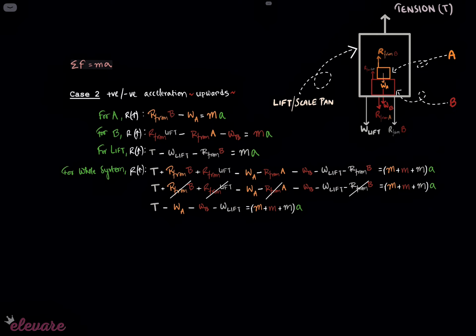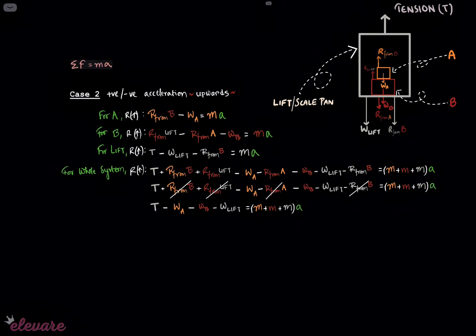Just in case 1, we had acceleration equal to 0, which basically meant that the resultant force would have to be 0, as in the total upward forces will have to be equal to the total downward forces. For case 2, of course, we have a non-zero acceleration because we're actually accelerating. If we consider the lift only in case 2 and resolve upwards, we're going to have the tension, because tension is pointing upwards, and tension minus the weight of the lift minus the reaction that is being exerted on the lift by B equal to mass times acceleration. And again, mass is of the lift.